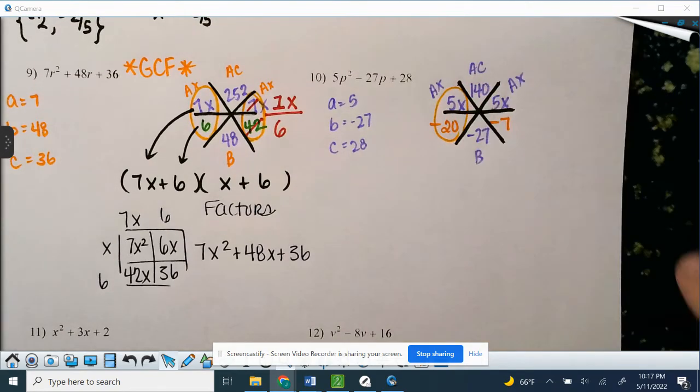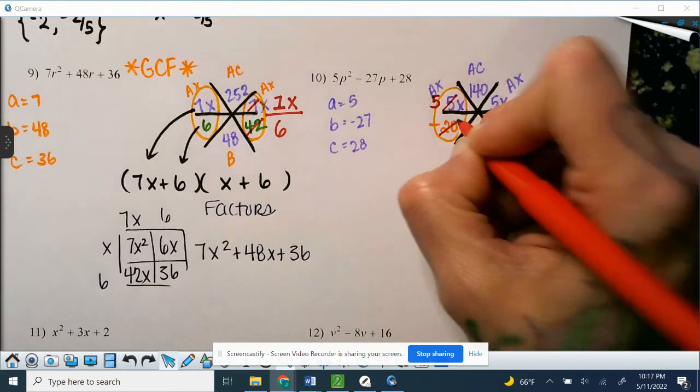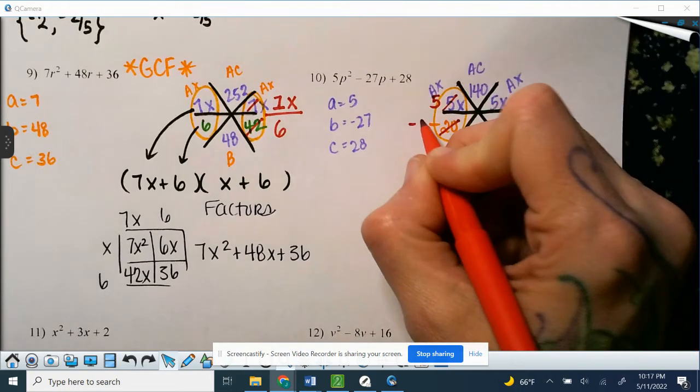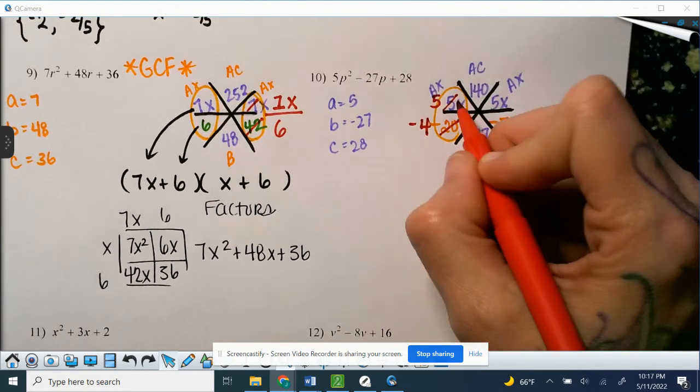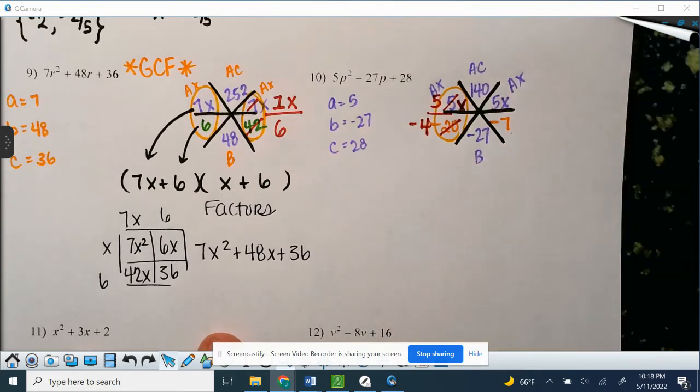So we're going to look at this not fraction, see if it can reduce. 5 goes into 5. 5 goes into negative 20 negative 4 times. And remember, we want to hold on to that X. Then 5 and negative 7 do not, because 5 and 7 are prime numbers.